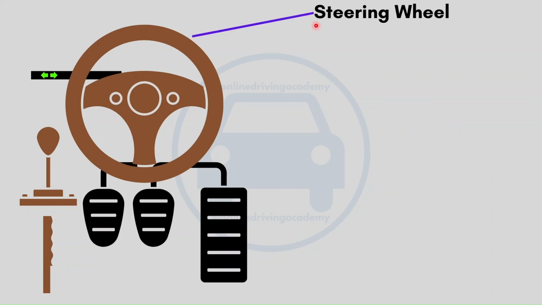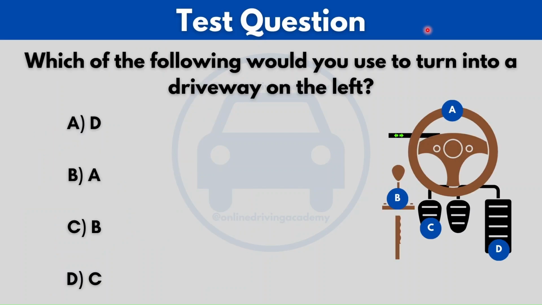So the first component that we are looking at today will be the steering wheel. Now, what is the purpose of the steering wheel? Obviously, we know you use the steering wheel to turn your vehicle in any direction, whether it is left or right. I would say the steering wheel is one of the most important controls of the vehicle. And a question that they could ask you in relation to a steering wheel is, which of the following would you use to turn into a driveway on the left?